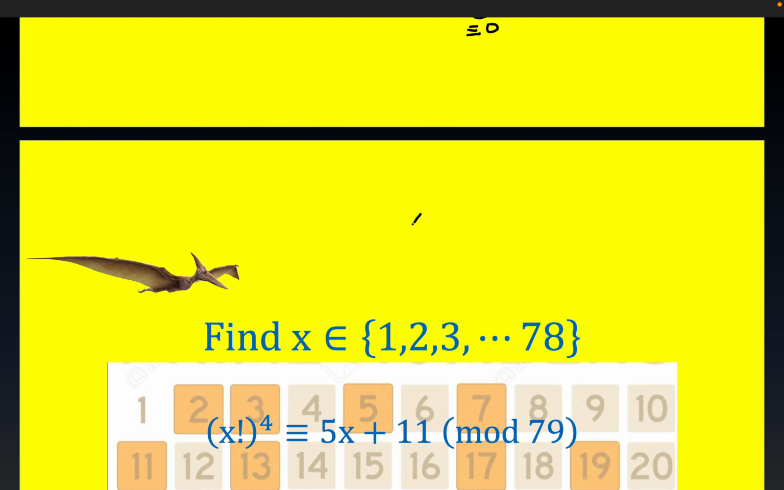Good night, everybody. We're looking for a solution in the set of integers from 1 to 78. Now, that is the set of remainders that you get when you divide any integer by 79. Now, I left 0 out on purpose.